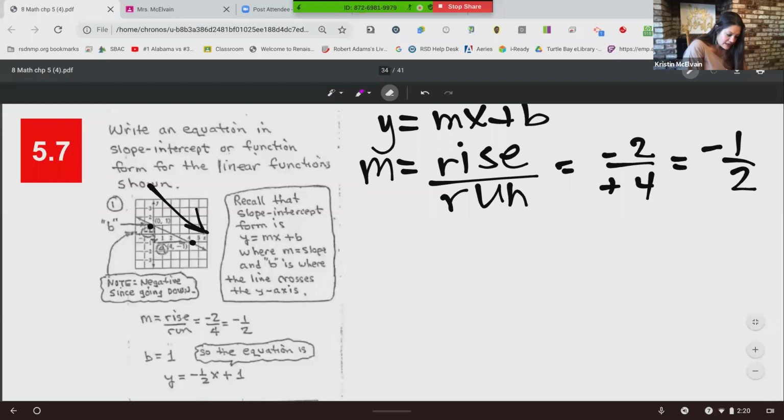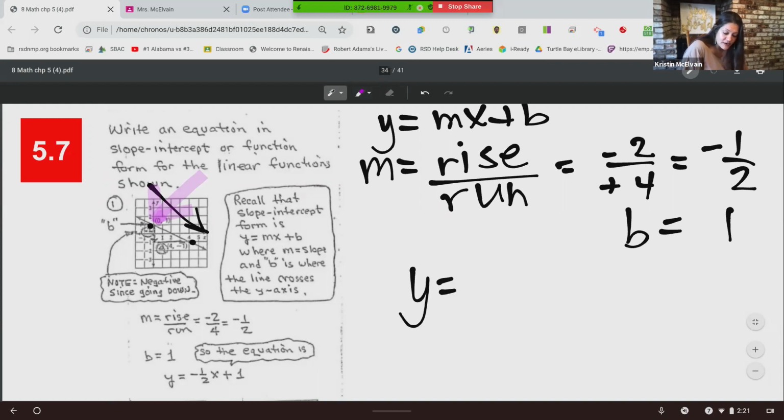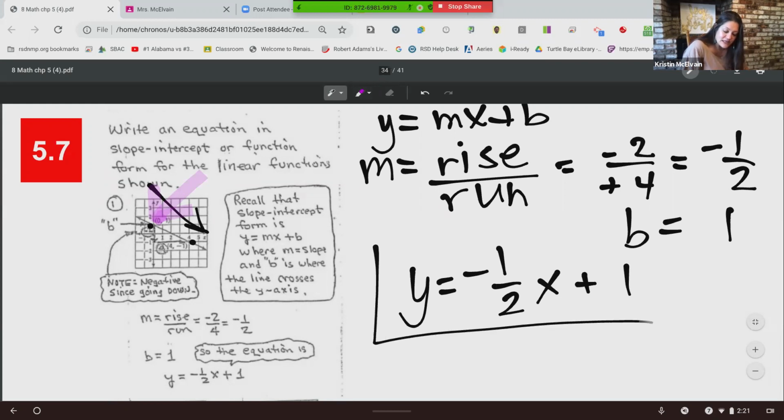Okay, so now looking at it, let me erase some of my squiggles here. So looking at it, we can see that it crosses the y-axis at 0, 1. Okay, so that point is our b, and it's when x is 0. So that's our m, and then b equals 1. So all we have to do is put that into our equation. y equals -1/2 x plus 1. Okay. And check it over here. We got it. All right, so that's number 1.